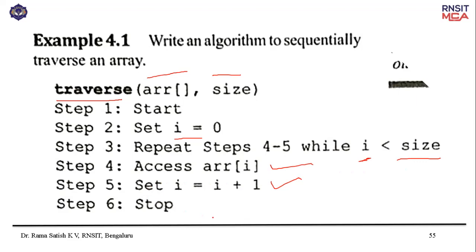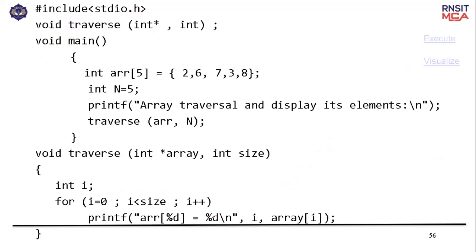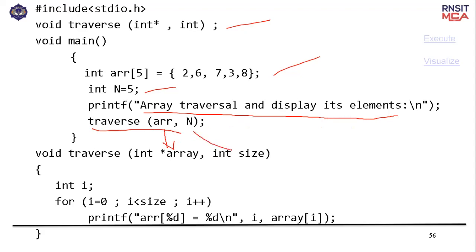So during this process, you will have visited all the array elements. The same algorithm is converted into a program, where you have declared the function and created an array of size 5, and here you are printing the message array traversal and displaying of elements. Later you are calling the function by passing the base address ARR and n, the size.